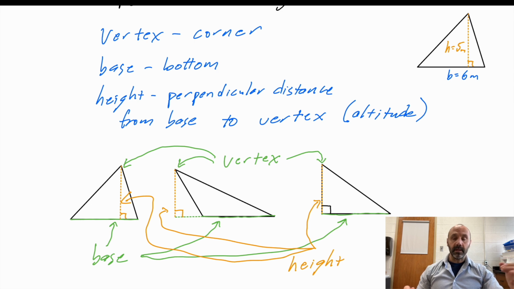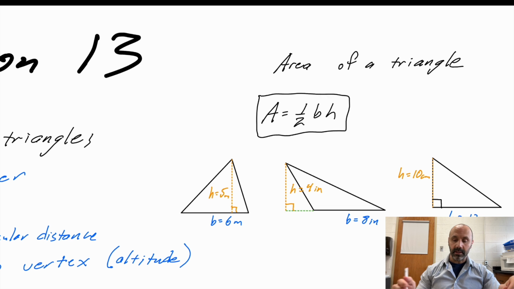Okay. Now that we have those things named, we can come up with the formula for the area of a triangle. The formula for the area of a triangle is 1/2 of the base times the height. Notice we need that vocabulary first. What is the base? What is the height? Well, now that we know that, we can apply this. And so here's an example.